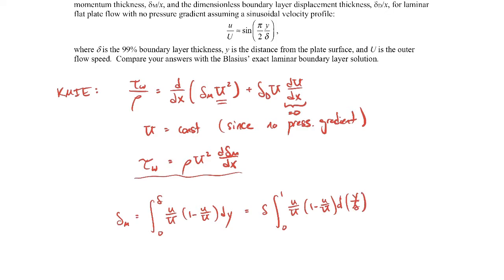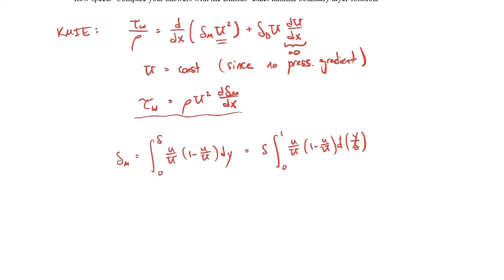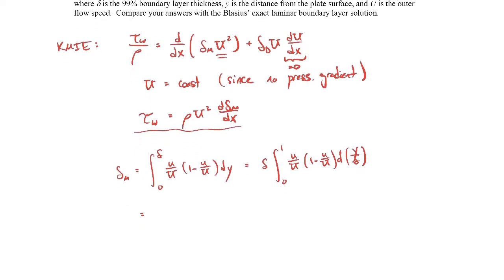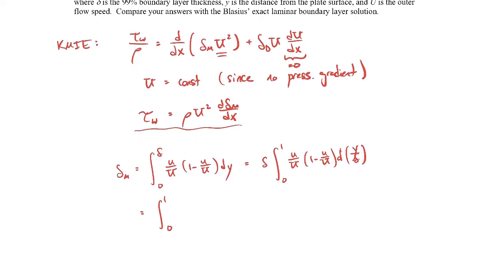All I've done here is I've divided the y by delta, so that means that my upper limit on the integral should just go to 1, and then I need to bring a delta outside since I have a delta here. So you see the deltas multiply out. Okay, so now we can go ahead and substitute in our given velocity expression. So this will be a sine of pi over 2 y over delta times 1 minus sine pi over 2 y over delta times d y over delta.